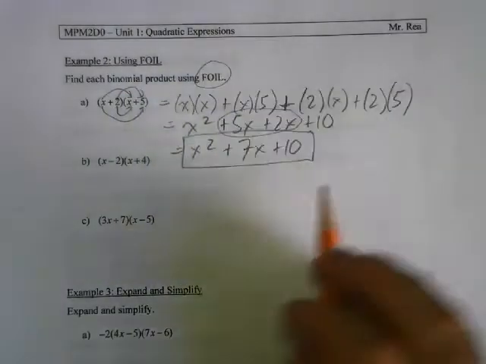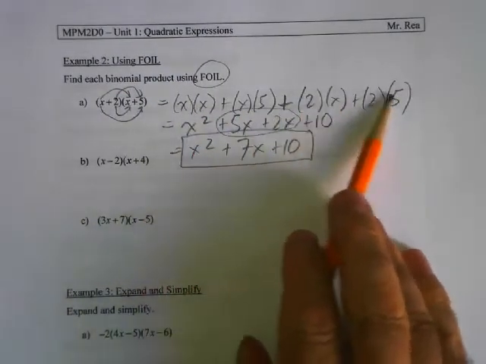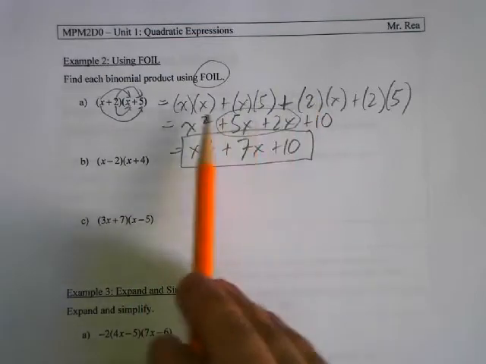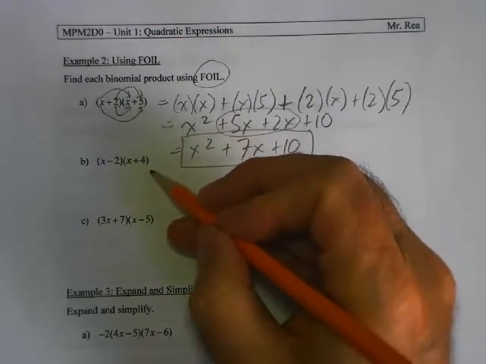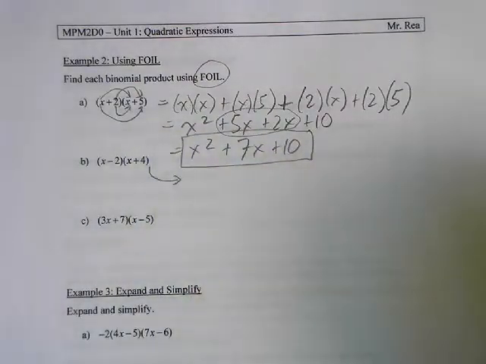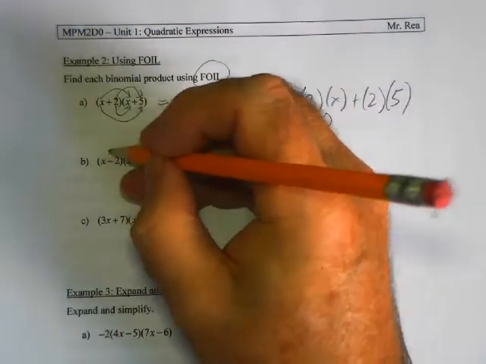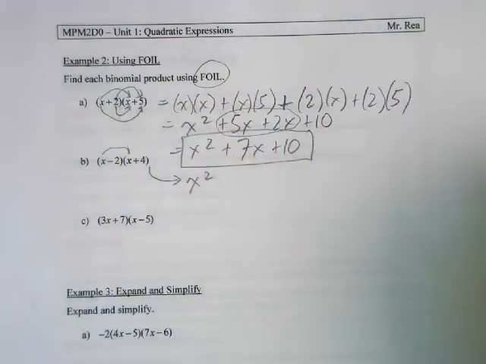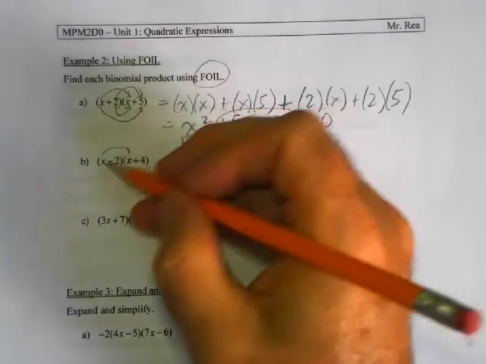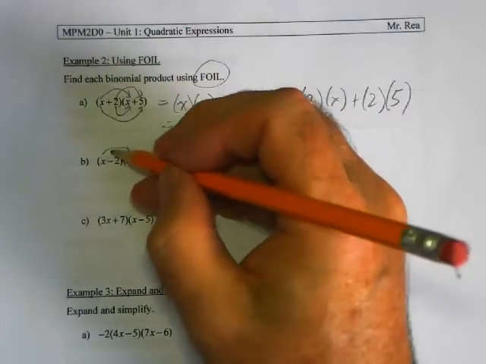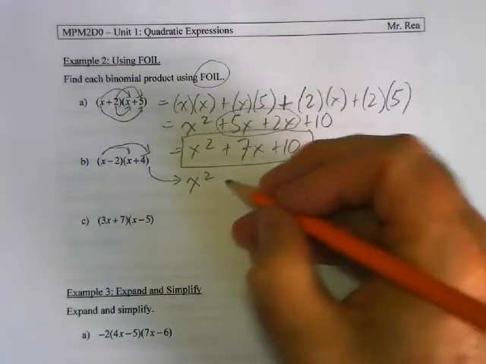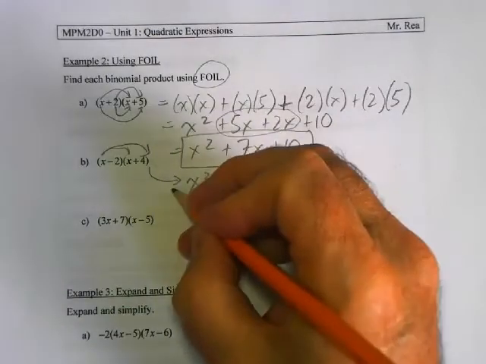Okay, so for these last two examples, I'm not going to write the first line, but it's really just putting out what you're going to multiply first. So I've kind of given myself less room here. So first would be x times x, that's x squared. So I'm going to skip that first step. Then we have outside, maybe I'll do it this way. Outside there, x times positive 4, that's plus 4x.